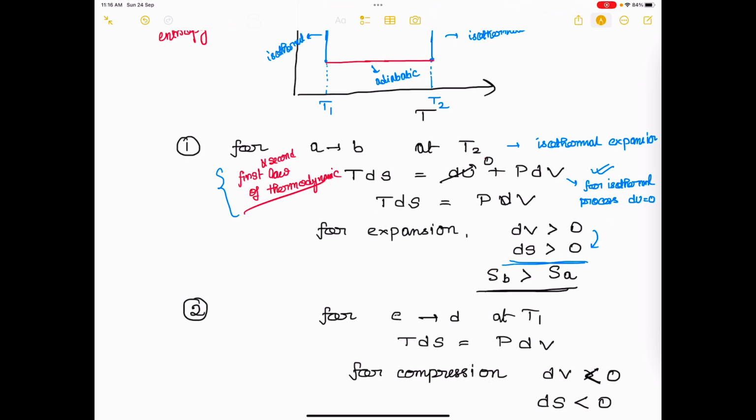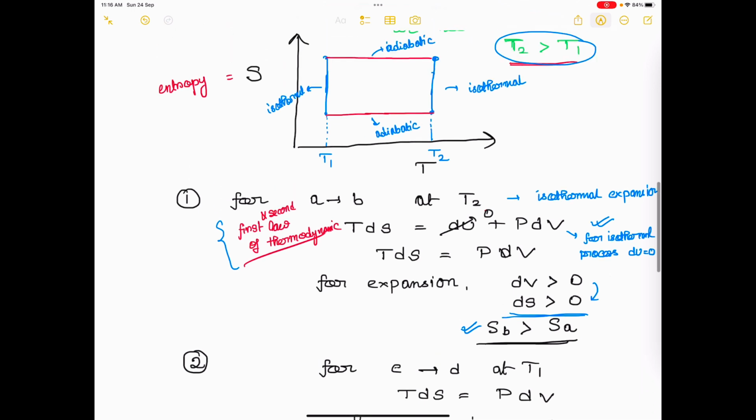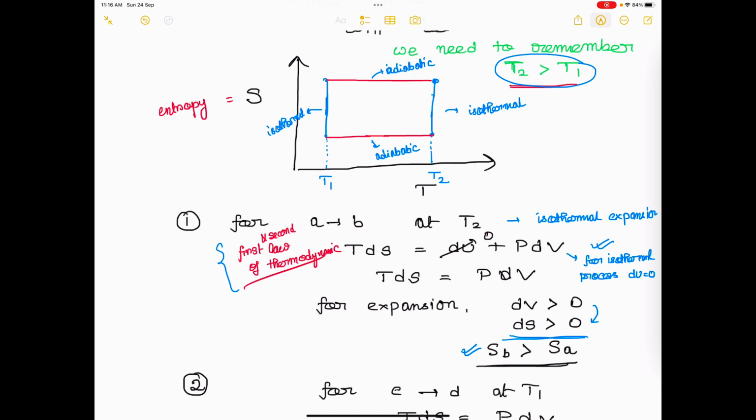If dS is greater than 0, then since it is moving from A to B, S of B should be greater than S of A. The final entropy should be greater than the initial entropy. Now, at T2, where will we put A and where will we put B? This must be A, this must be B, because S of B, you can see, is greater than S of A. Therefore, this should be the direction. So if A and B are known, then we can directly make the arrow. This should be the possible direction of the process. This we can clearly see.